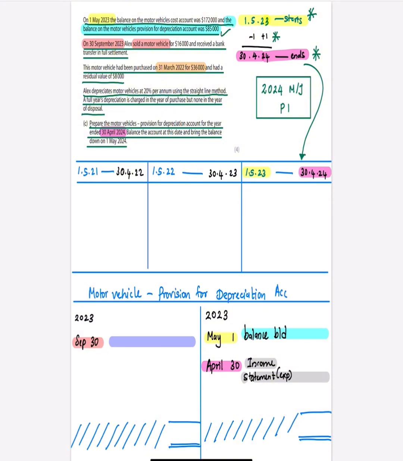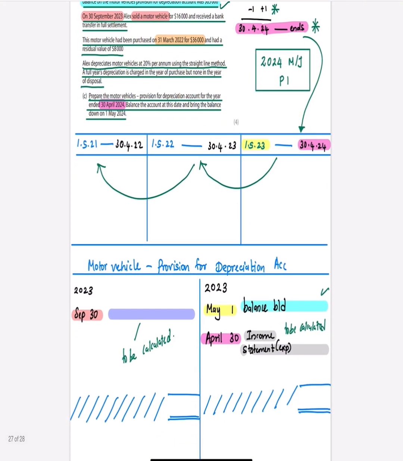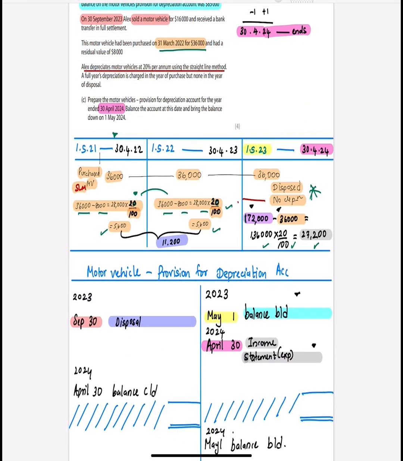Now from here onwards, you can identify the previous 2 financial years in order to calculate the depreciation of the disposed motor vehicle. So you have the opening balance of the depreciation, the income statement figure to be calculated, and the disposal depreciation to be calculated. Now let's work out the financial years of the previous periods. It should be 1/5/2022 to 30th April 2023, and then 1/5/2021 to 30th April 2022.